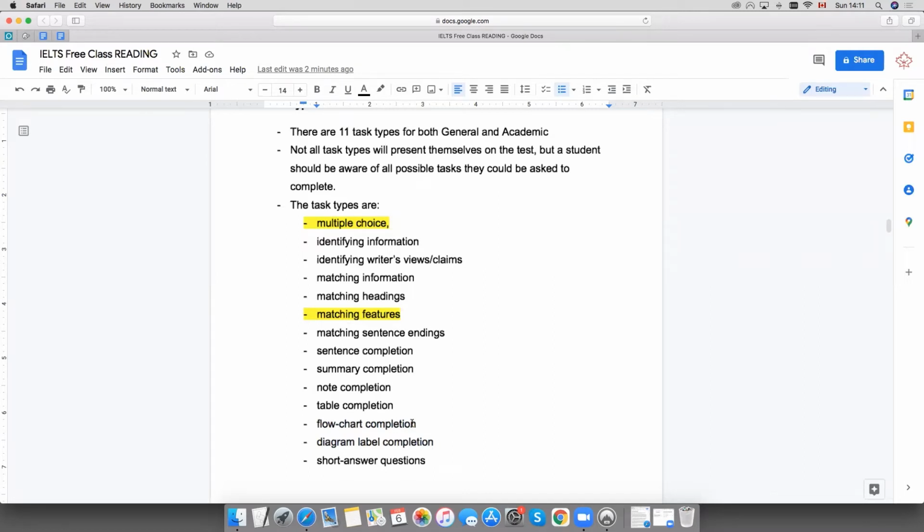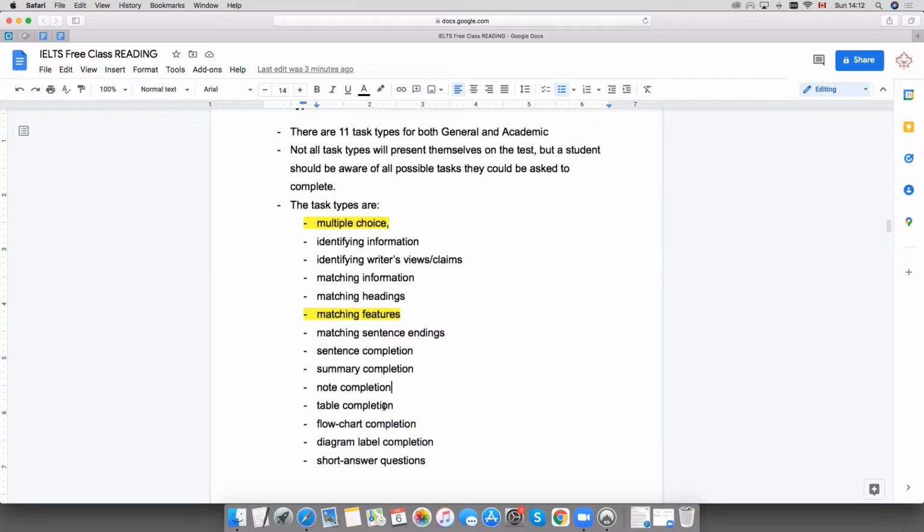By the time you are finished your reading section, you're probably going to forget about all the readings that you did, but hopefully you'll have 30+ correct answers. We don't really want to read everything that we have. We just want to find those answers by using our strategies, and understanding the task types is the first step of being able to identify what strategy to use.